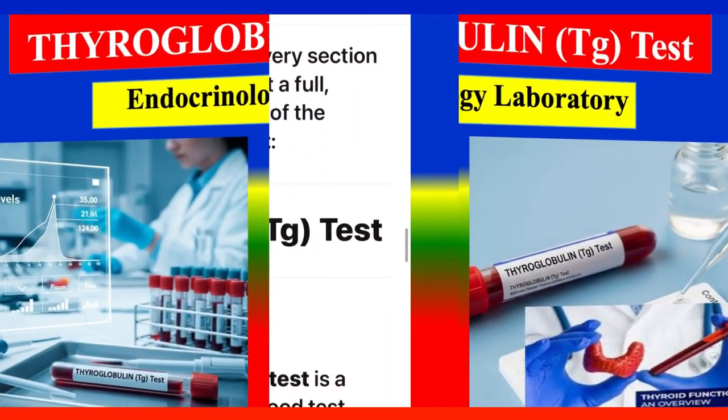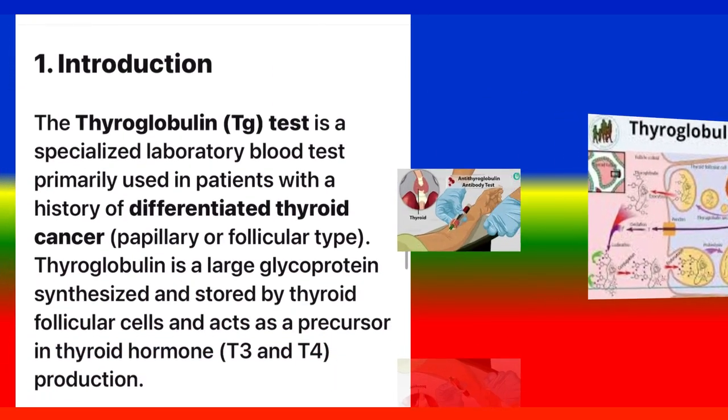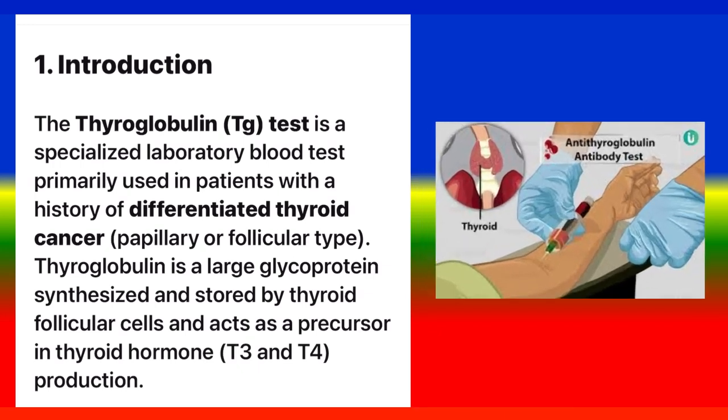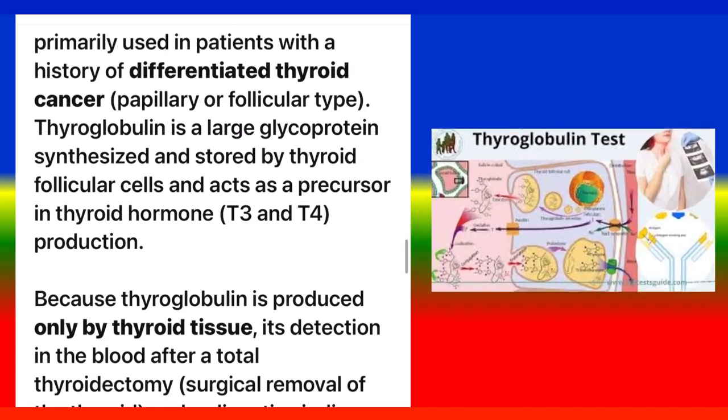Explanation of the thyroglobulin TG test. The thyroglobulin TG test is a specialized laboratory blood test primarily used in patients with a history of differentiated thyroid cancer, papillary or follicular type.